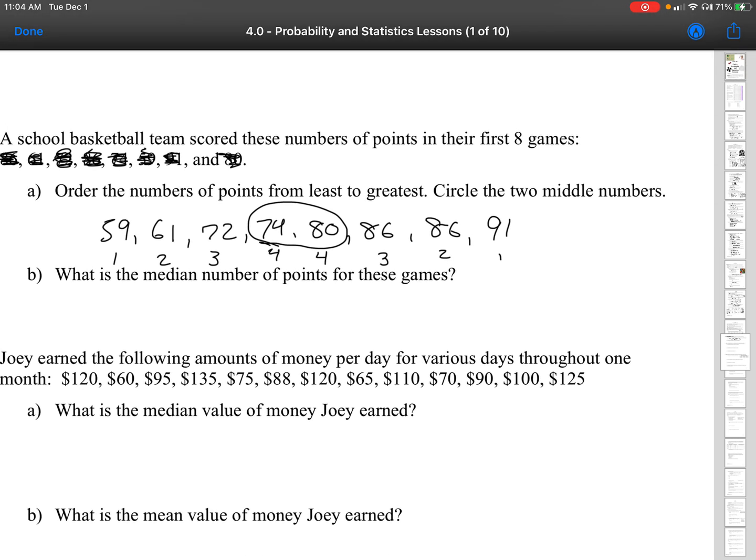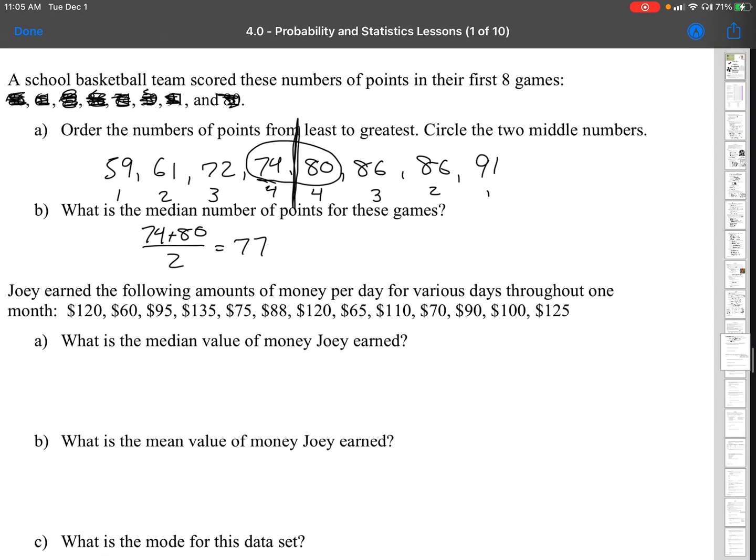So if we want to figure out the median number of points for these games, the median is actually straight down the middle of these 2 numbers. So all you do is you go 74 plus 80 divided by 2 is 77 points, is the median number of points for those games.